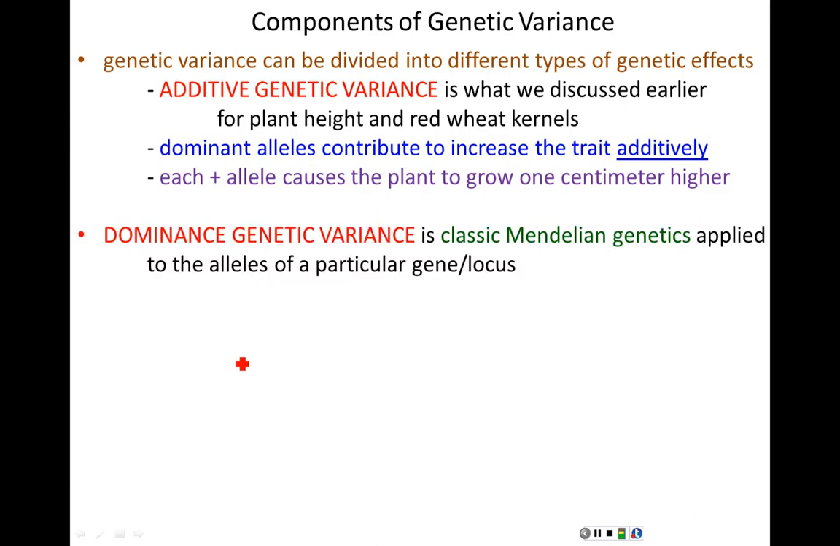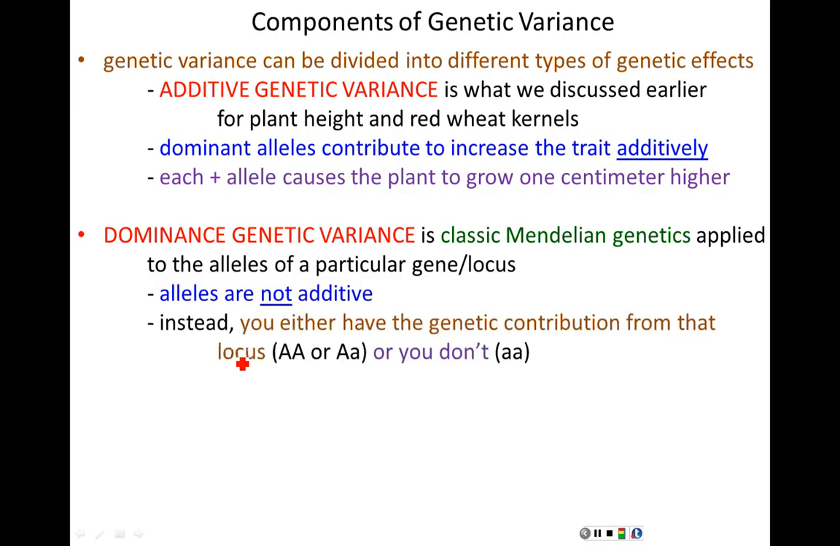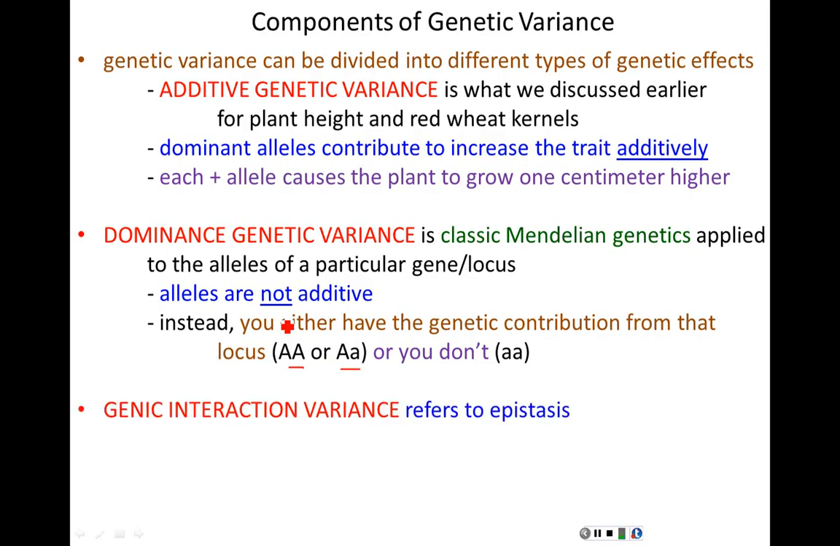Then we have dominance genetic variance. Dominance genetic variance is our classic Mendelian rules applied to this framework. It's when there are 2 alleles, one is dominant and one is recessive, and the dominant allele trumps the other. In other words, the alleles are not additive. There is no difference between homozygous dominant and heterozygous. Either you have the genetic information for the dominant trait, or you don't. That's dominance genetic variance.